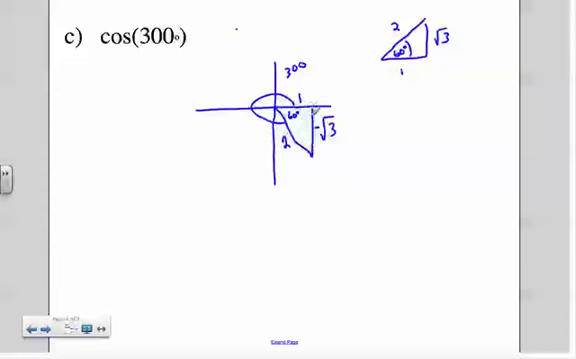Now, you always draw your triangles up or down to the x-axis. Never join them up sideways. It's just convention. That's the way it's done. But now, cos of 300, the negative never really comes into play because I'm doing adjacent over hypotenuse, which is 1/2.